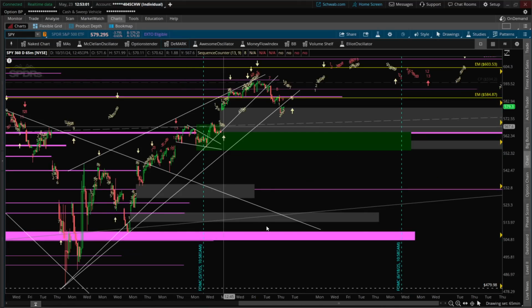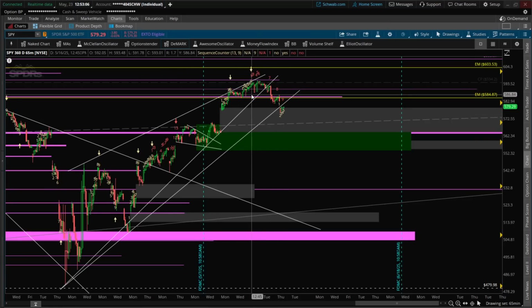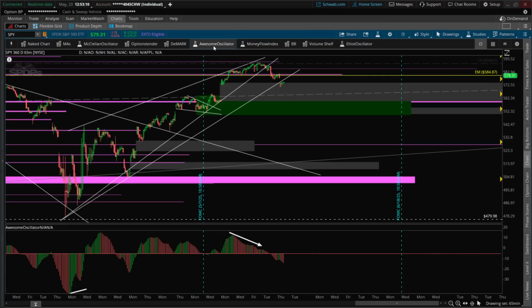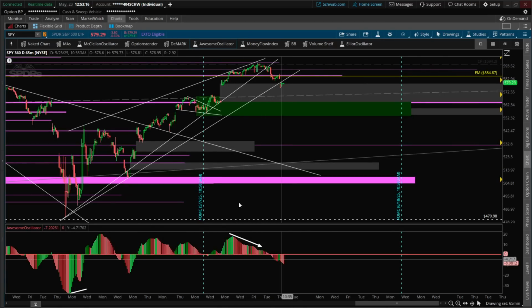DeMark. Nothing to look at here. 5 count so far. No setup. Awesome Oscillator. Our setup played out. You had the negative divergence. We're in bearish territory.